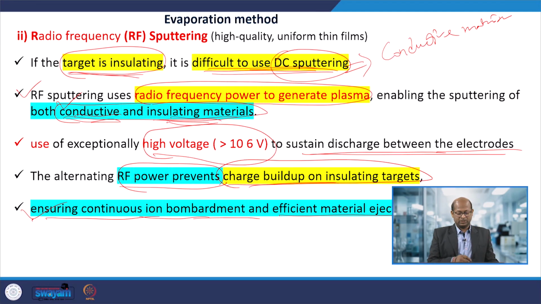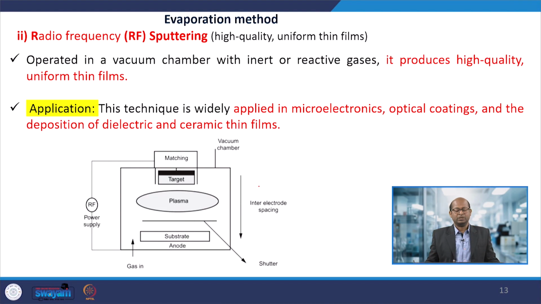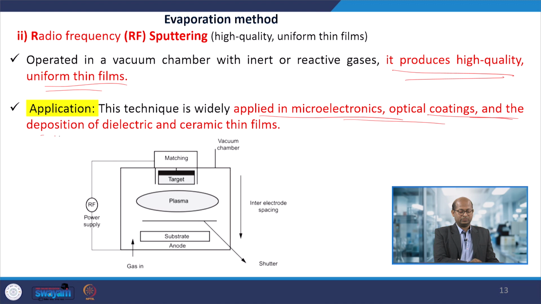Okay. So, I said in radio frequency, conducting or insulating both we can use. So, if the material is, let us say, insulating, then with radio frequency the charge will not build up on that particular material, and then evaporation will be there and plasma formation is there. So, that would be deposited over the surface. Okay, so in this process we can get high quality, uniform thin films, and many applications are there. Particularly electronic or microelectronic applications, optical coating, or deposition of dielectrics or ceramic film formations.